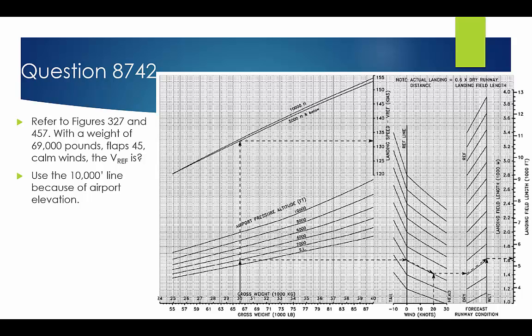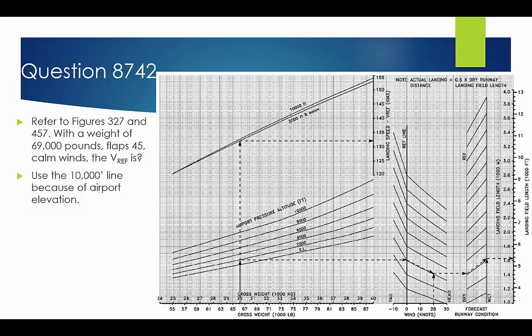So here's the chart that we are using that height. We have to use a weight of 69,000 pounds, flaps of 45, with calm winds, and we are instructed to find the VREF. So what's VREF? Well, VREF is the speed that the pilots are going to calculate and fly the airplane on its approach. It's basically a variable approach speed for that airplane for that day. It's calculated. The pilots, or a dispatcher, would very, very rarely actually use one of these charts to calculate this, but we have to calculate it for this type of test.